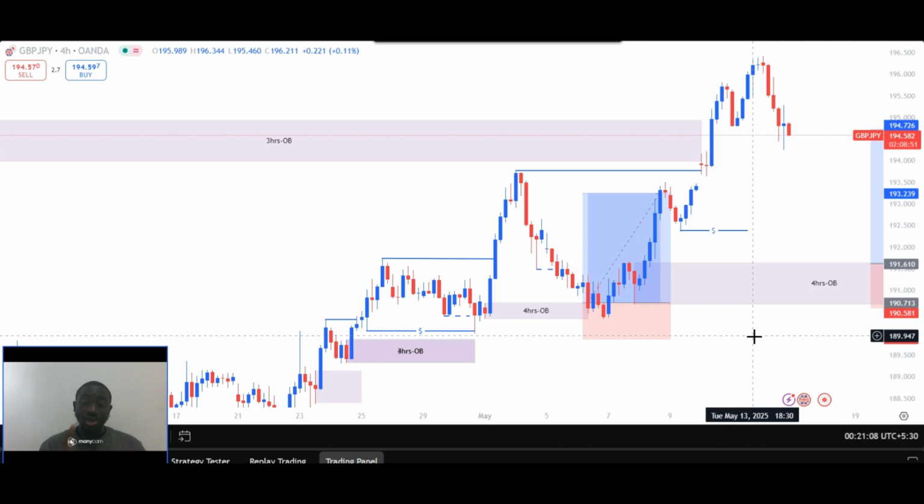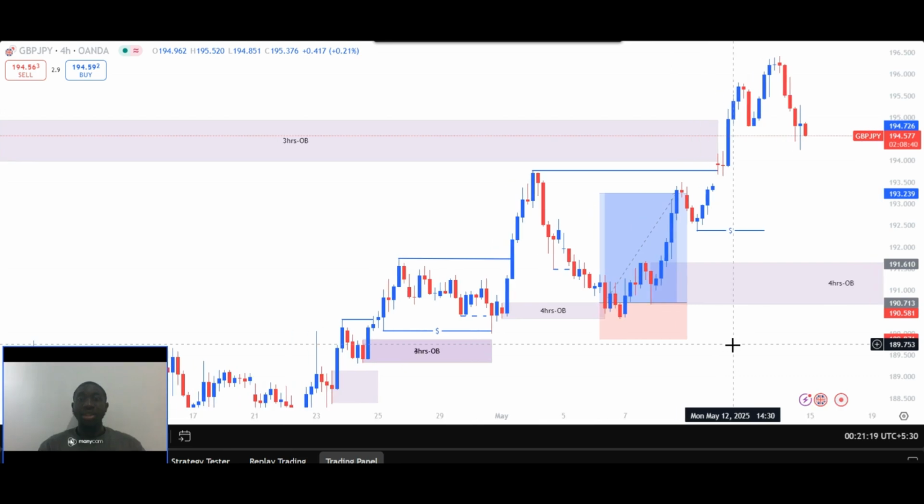So you need to wait for inducement first before you know that, okay, yes, that 4 hours order block is valid. If you're not seeing inducement, you go nowhere. So it's very, very easy. After your break of structure, pull back to the origin, which is the 4 hours order block, then inducement, then you swing your trade. You are good to go. Apply your risk. You're on the journey.